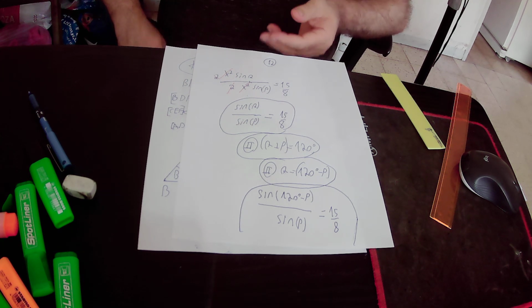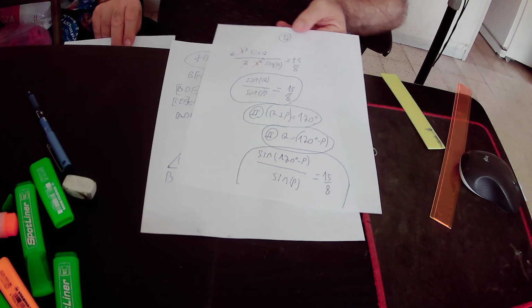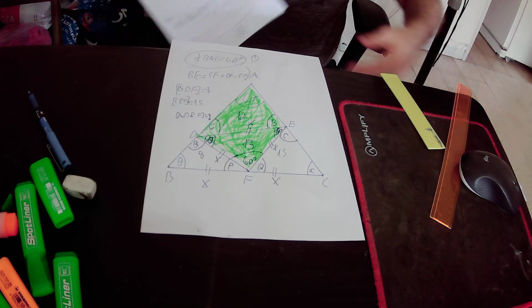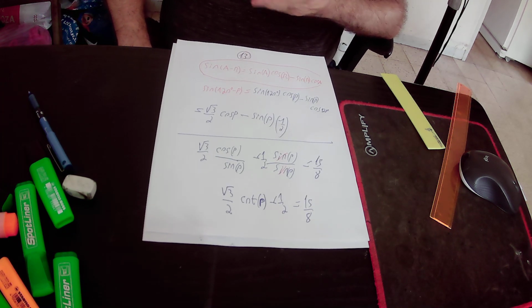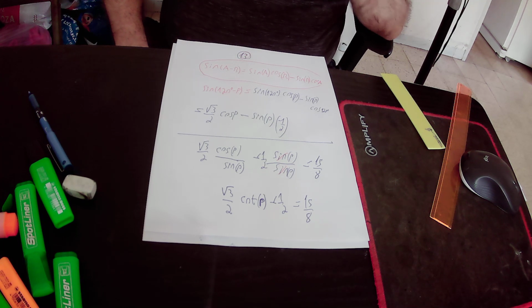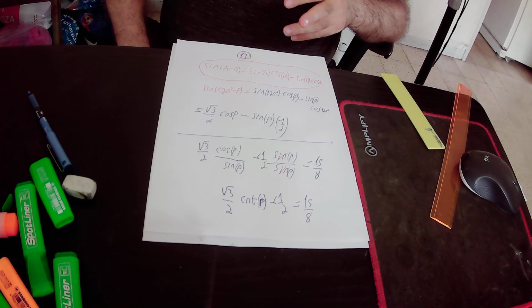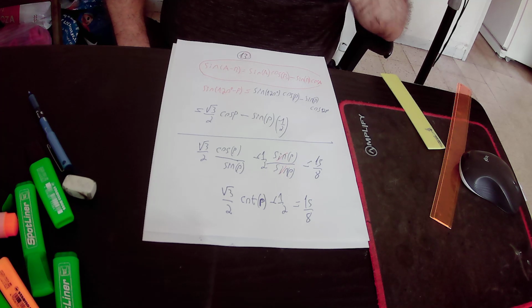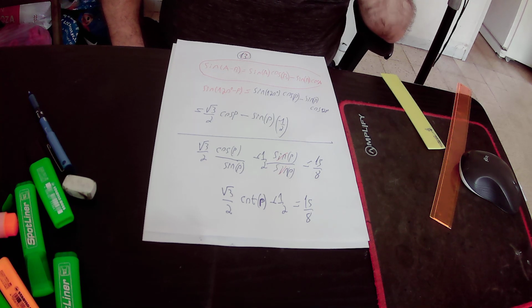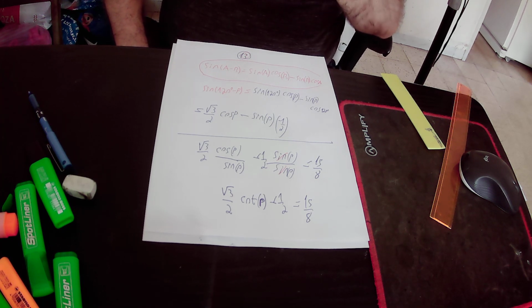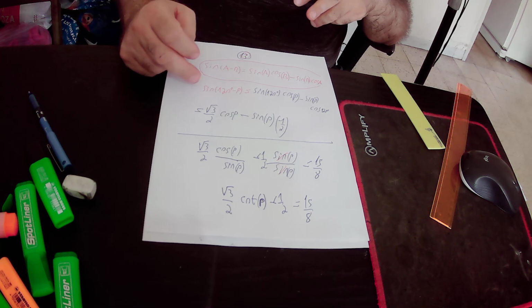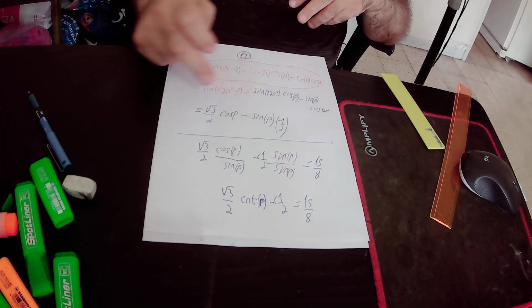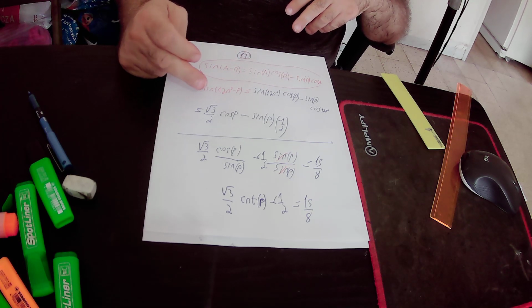Okay, then I presented to you a trigonometric identity to calculate the value of sine of 120 degrees minus p. The trigonometric identity states that sine of A minus B equals sine A times cosine B minus sine B times cosine A. We calculated the value of sine of 120 degrees minus p according to this trigonometric identity, and we got this expression.